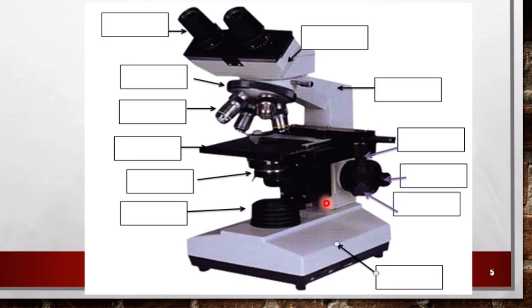The body of the microscope includes body tube. Body tube contains mirrors and prism that transmit the image from the objective lens to the ocular lens.